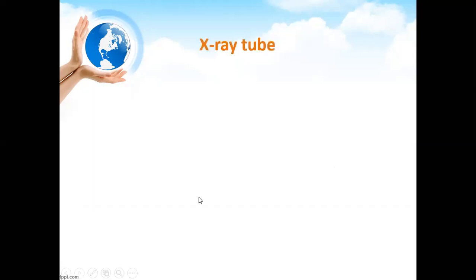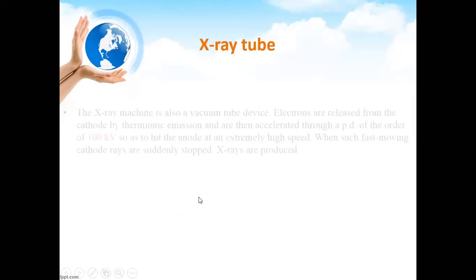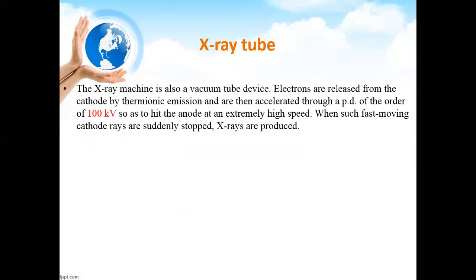So if they have high speed, they are going to have high kinetic energy. The third one is the X-ray tube. You guys already know the X-ray tube. For example, when you go to the hospital, if there is something wrong with your hand, elbow, or bones, you get an X-ray. Like an MRI, that uses X-rays. For the X-ray, we need 100 kilovolts.